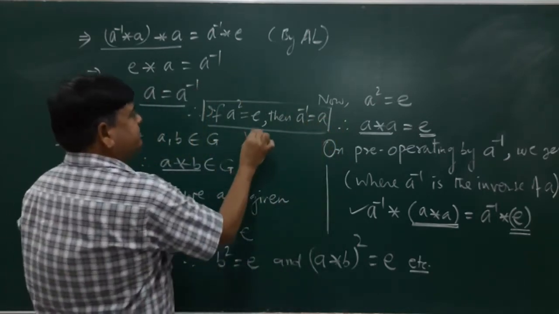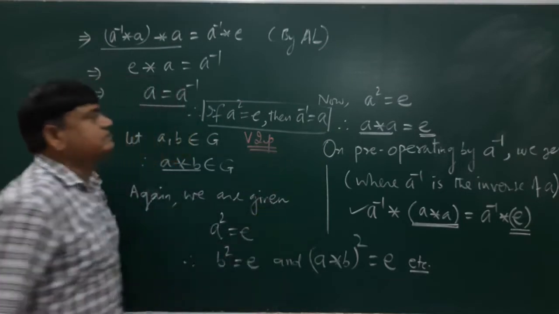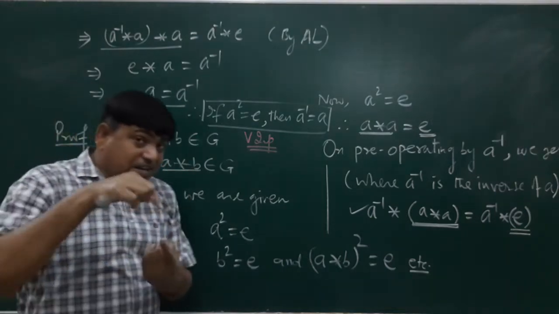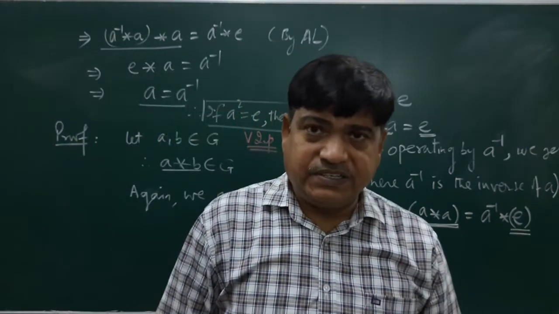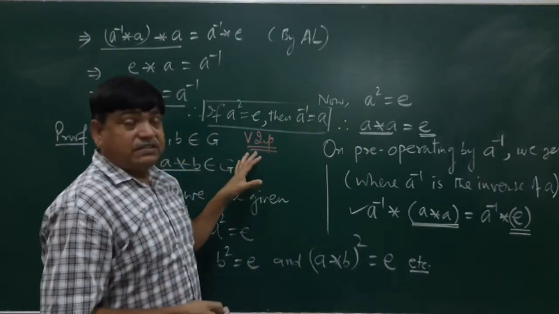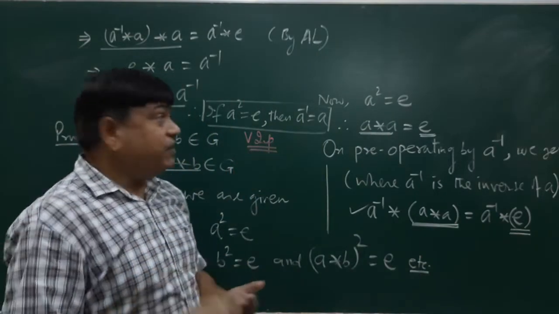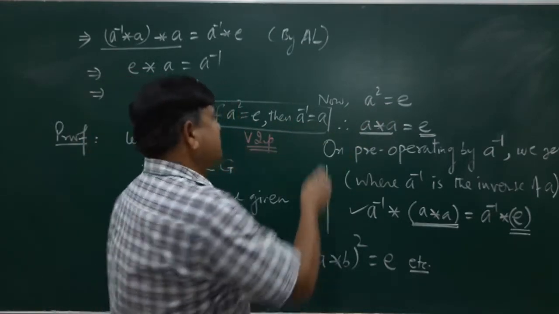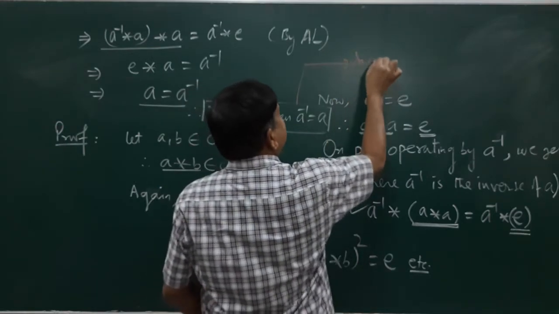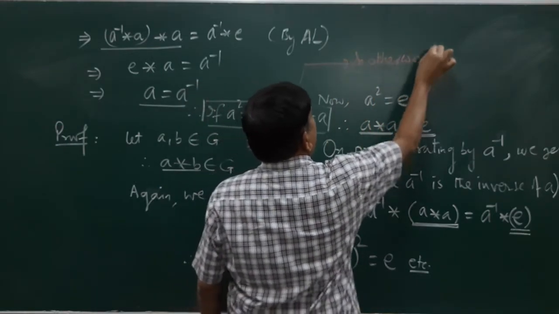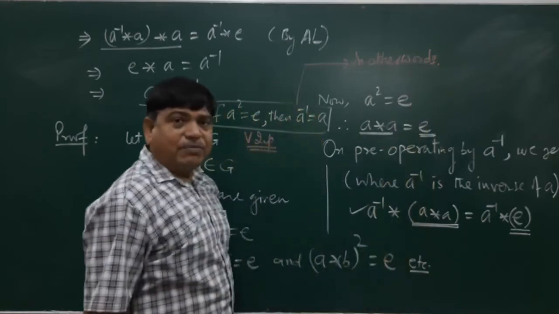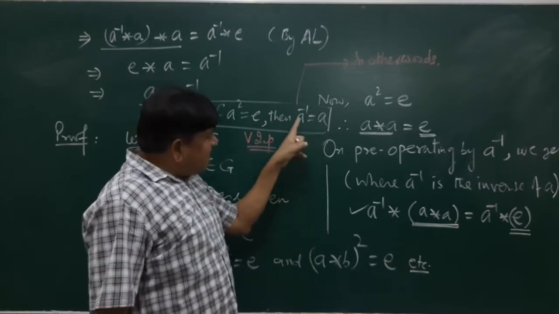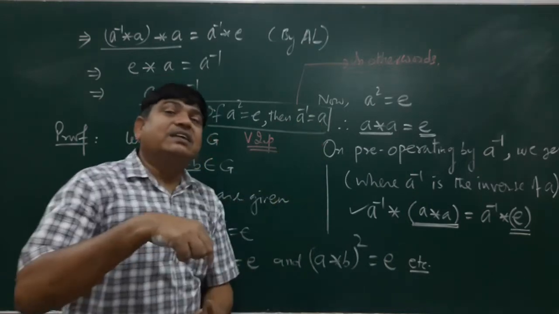Very important. Sometimes it is asked in competitive examinations, or this may be asked in this way: in a group G, if A square equals E, then prove that A inverse equals A. In other words, an element and its inverse are both equal.